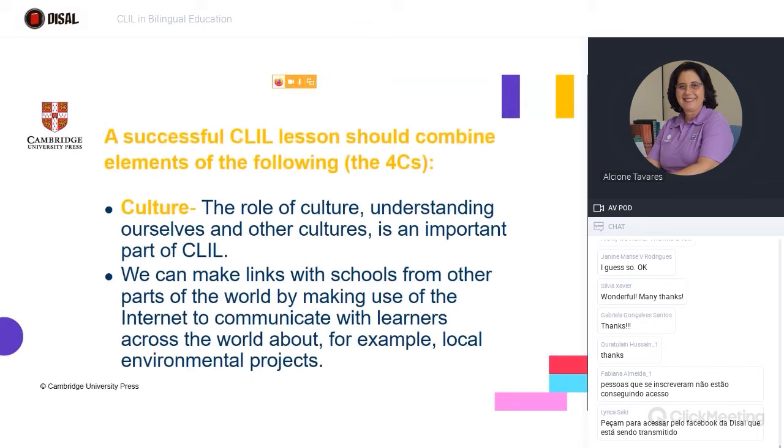The role of culture, understanding ourselves and other cultures, is an important part of CLIL. We can make links with schools from other parts of the world, this is just an example, by making use of the internet to communicate with learners across the world about, for example, local environmental projects. It is important that our students get in contact with other learners using English as the language that will involve them, not only in using the language, but understanding our learners' culture and other cultures as well.